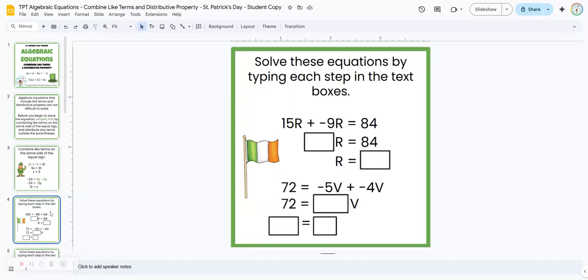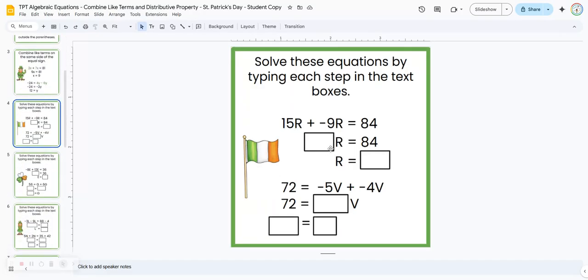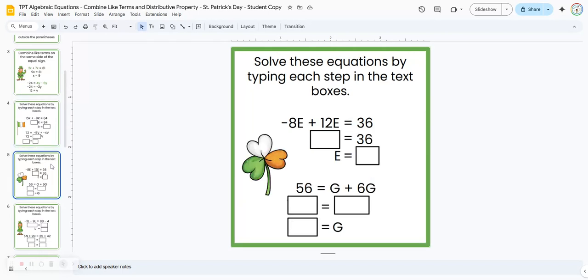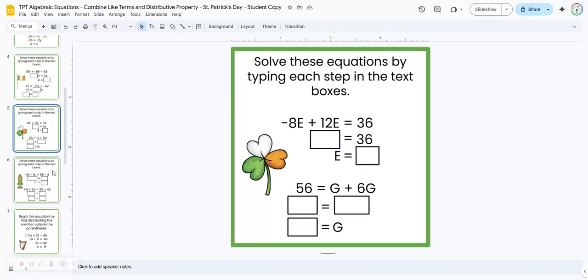So students are going to start on slide 4. They're just going to be typing in the text boxes to show combining these like terms. And then they're going to go ahead and solve the equations. They get a little bit more practice doing this, just combining like terms.